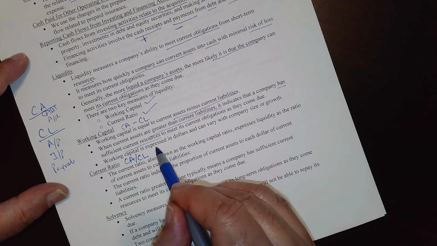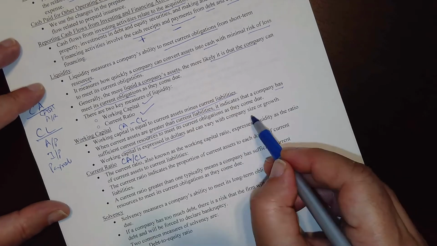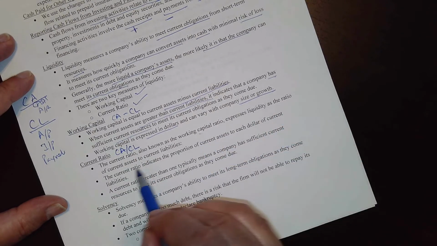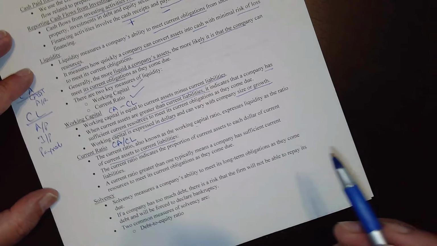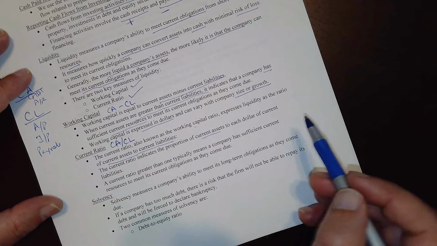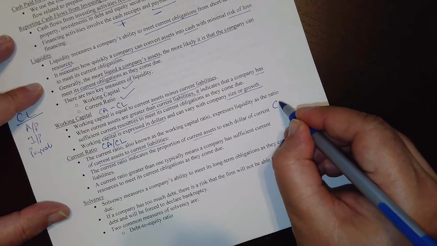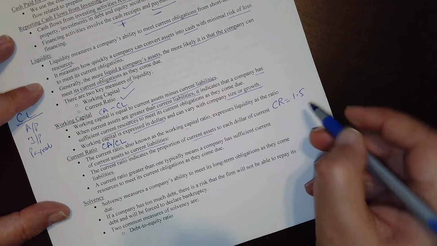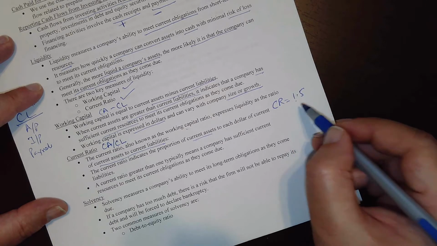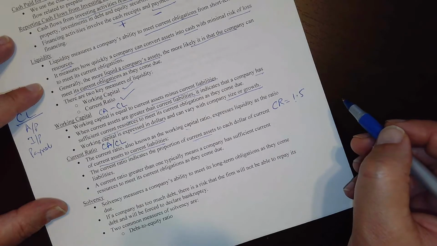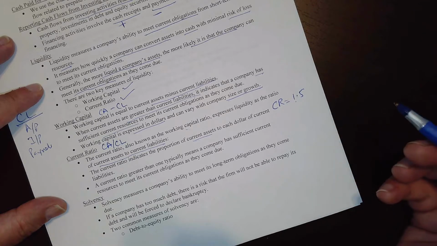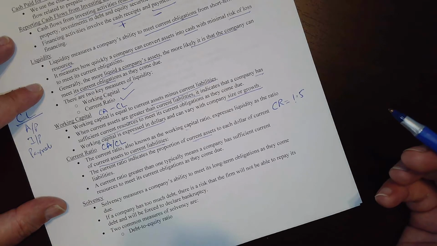Working capital is expressed in dollars and can vary with the company size or growth. Current ratio expresses liquidity as the ratio of current assets to current liabilities. As I mentioned earlier, the current ratio indicates the proportion of current assets to each dollar. So for example, if the current ratio is 1.5, say you have current assets of $15 and current liabilities of $10, it means after paying the $10 of liability, you still have $5 left over for you.